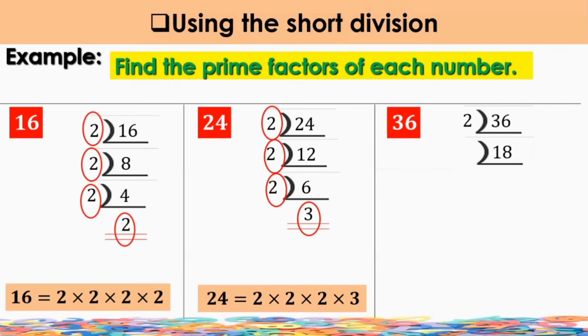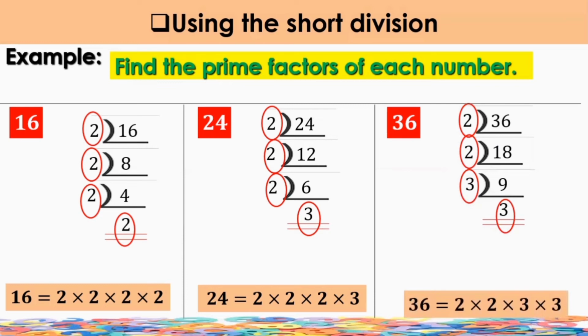Think of a smallest factor of 18 that is a prime number, which when divided from 18 leaves no remainder. What is that number? 2 also. 18 divided by 2 equals 9. Now, think of the smallest factor of 9 that is a prime number, which when divided from 9 leaves no remainder. What is that number? 3, right? 9 divided by 3 equals 3. As we can observe, 3 is already a prime number. So let's stop. Therefore, the prime factors of 36 is equal to 2 times 2 times 3 times 3.